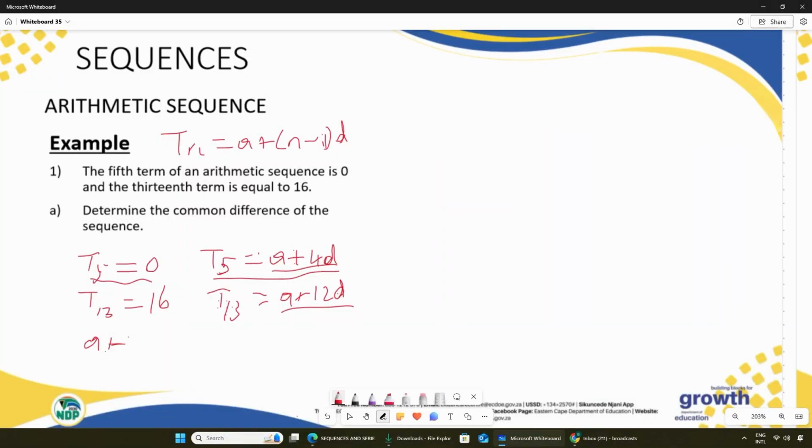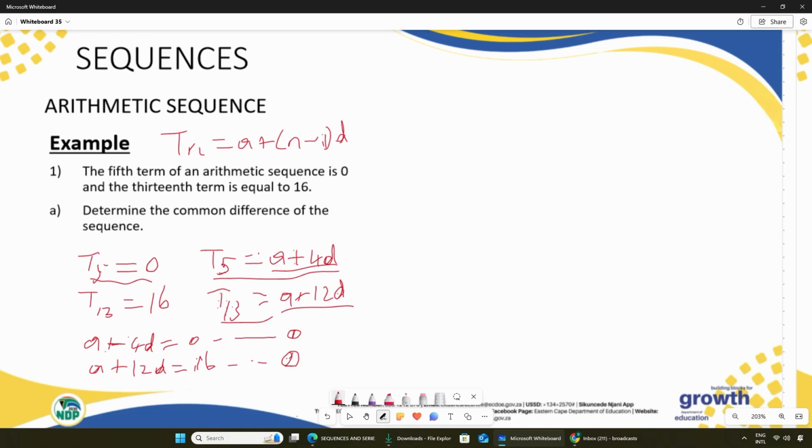So you are linking the information that has been given to you with the information that you know. If you notice T5 is equal to 0 and T5 is equal to A plus 4D, that simply means A plus 4D is equal to 0. That gives you equation 1. Also, T13 equals 16 and T13 equals A plus 12D, so A plus 12D is equal to 16. Now you have two equations. This is equation 2.